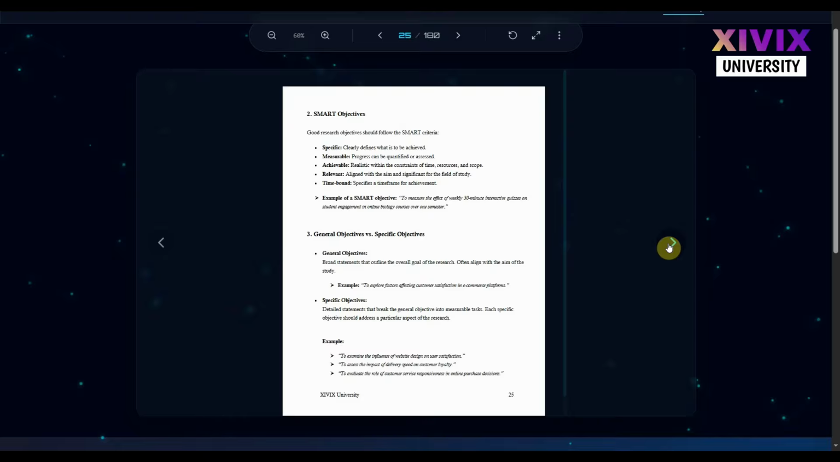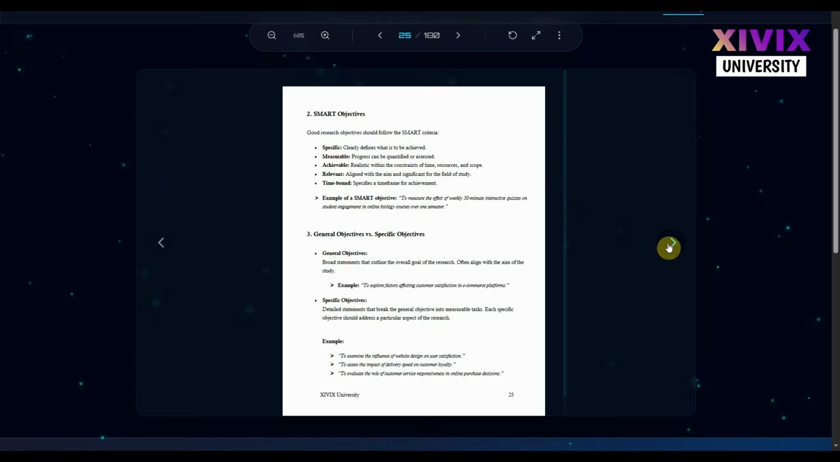Here we have an example related to e-commerce, and there is a deconstruction, and it goes like: to examine the influence of website design on user satisfaction, to assess the impact of delivery speed on customer loyalty, and to evaluate the role of customer service responsiveness in online purchase decisions. In order to reconstruct the original general objective, you can cluster these three objectives.